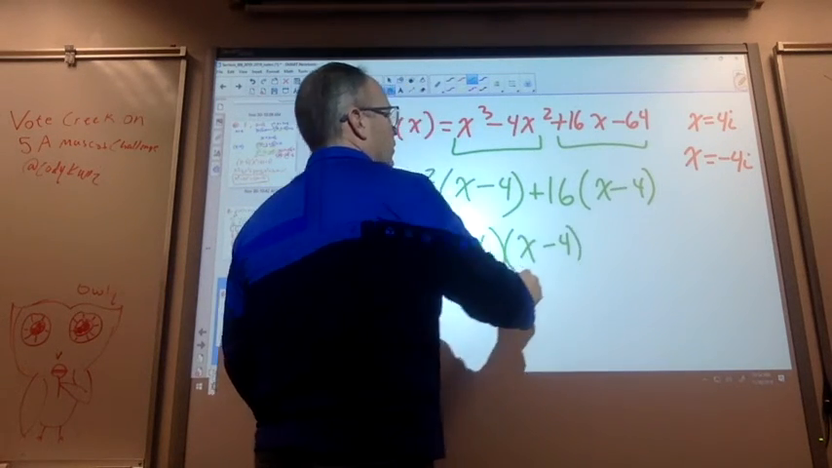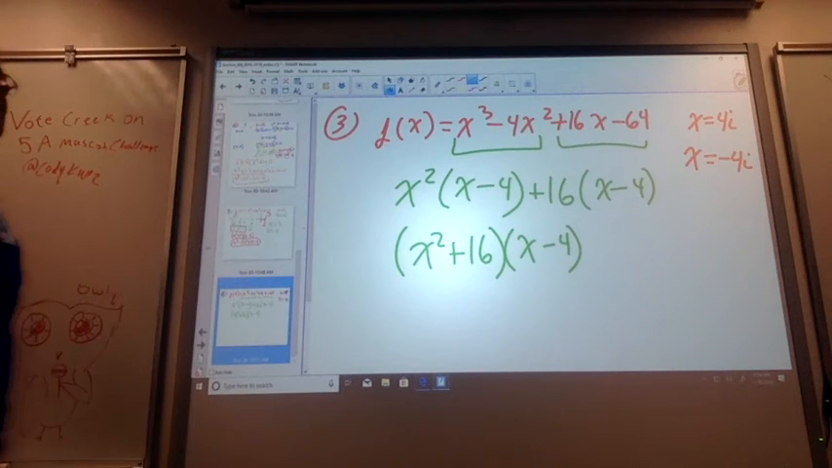This seems so much easier than doing the other stuff. Well, it won't always work. When I looked at it, I realized it was going to factor by grouping.